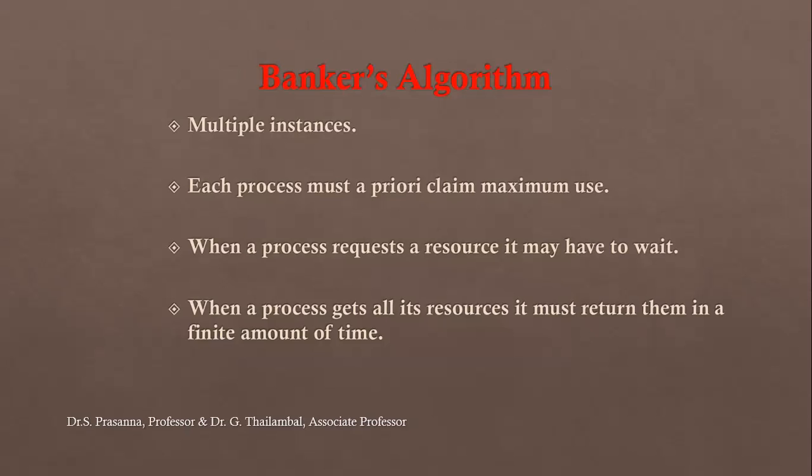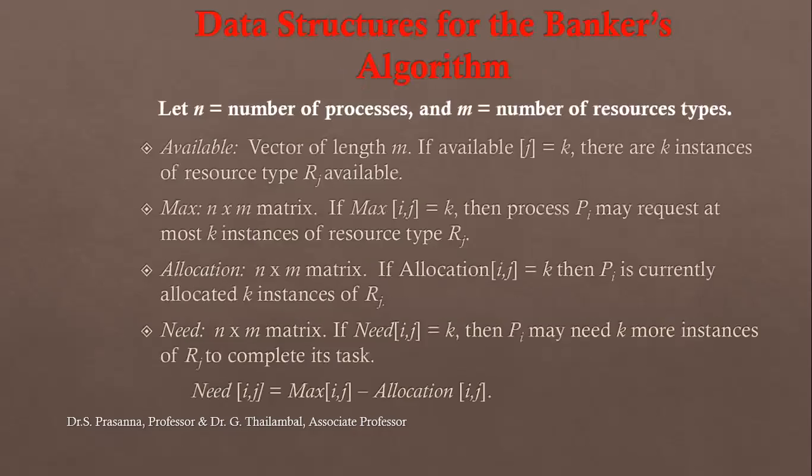Banker's algorithm. When there are multiple instances for each resource, Banker's algorithm can be applied to identify the safe state and unsafe state. Each process must prior claim the maximum usage of resources it needs. When a process requests a resource, it may have to wait for some time to get its resources. When a process gets all its resources, it must return them in a finite amount of time after completing its execution. Holding the resources by the process may definitely reach a deadlock.